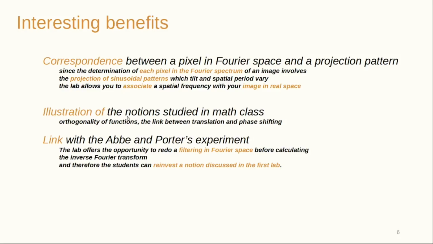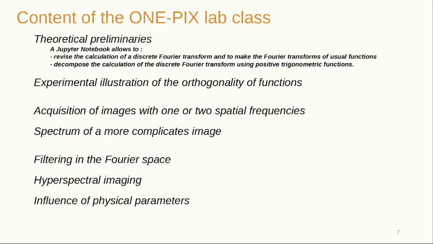And thirdly, you make the link with the Abbe and Porter experiment, since you have to make a reverse Fourier transform at the end. Before making this inverse Fourier transform, you can apply a numerical filtering, and so it is a good way to reinvest the notions discussed in the lab from Abbe and Porter. So this is the content of the ONE-PIX lab class.